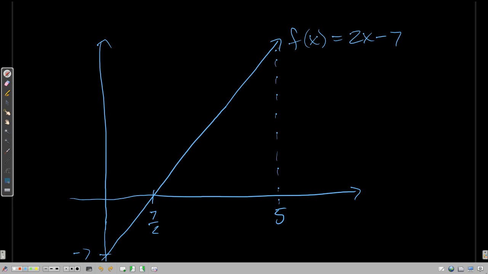Well, how tall is it right here at 5? That would be, it has a height of 3. You put in the 5 for x, you get 10 minus 7, that's a height of 3. And this width right here is just 5 minus 7 halves. So it's 10 halves minus 7 halves, so it's 3 halves.